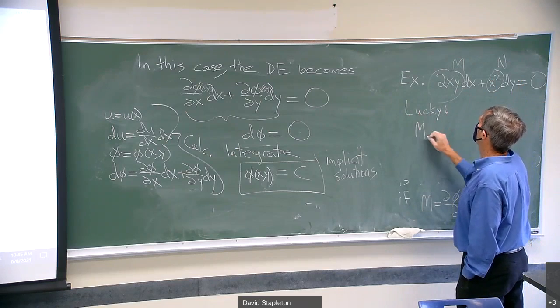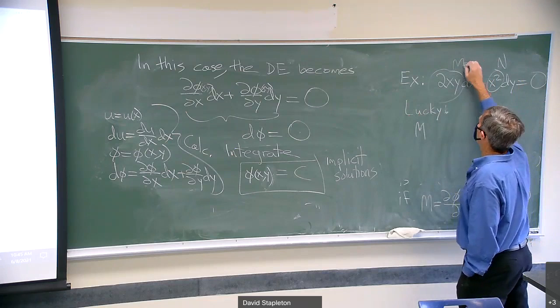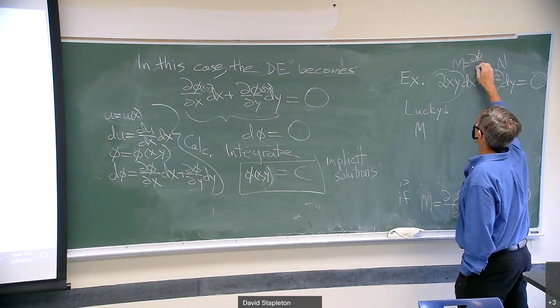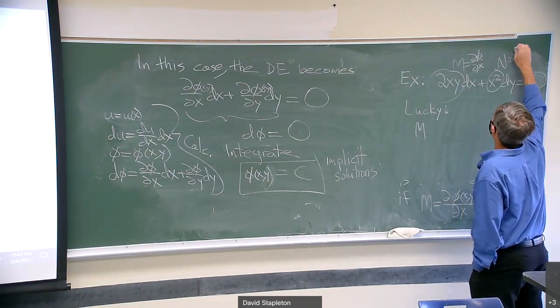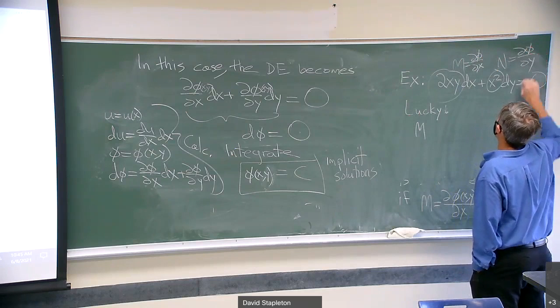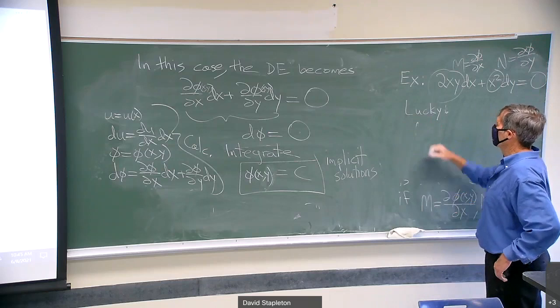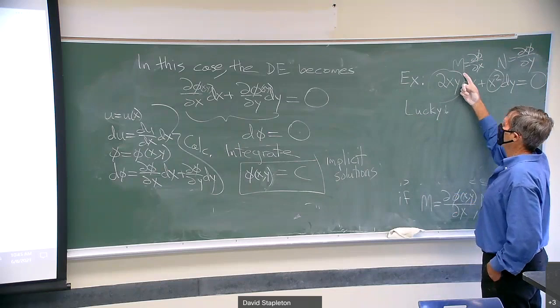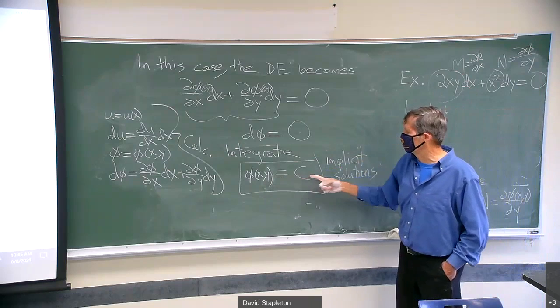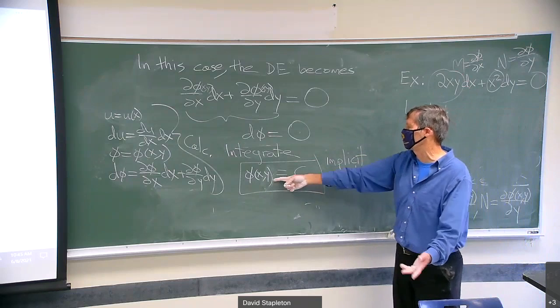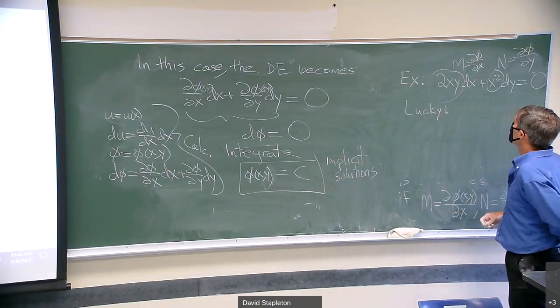So what is M? The idea is that if we're lucky, then this is the partial derivative with respect to x of some function, and this is the partial derivative with respect to y of the same function. I want to find what phi is, because the solution is going to be phi equals a constant. As soon as you find phi, you're done. It's just phi equals constant that gives you the solution.